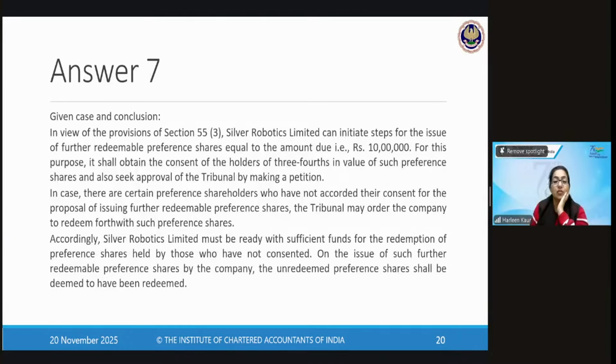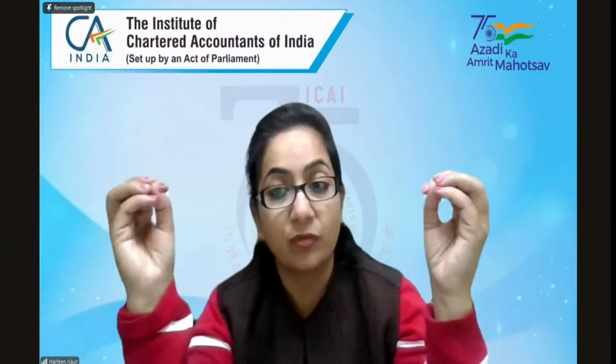There are certain preference shareholders who have not given their consent. The tribunal may order them to redeem their preference shares. So Silver Robotics must be ready with sufficient funds for redemption of shares held by those who have not consented. On the issue of further redeemable preference shares, the unredeemed preference shares shall be deemed to have been redeemed. Meaning, now my company has insufficient funds, and once I issue more preference shares, the unredeemed shares will be considered as redeemed. Now you have fresh redeemable preference shares, and the timing period and everything will start from this day.